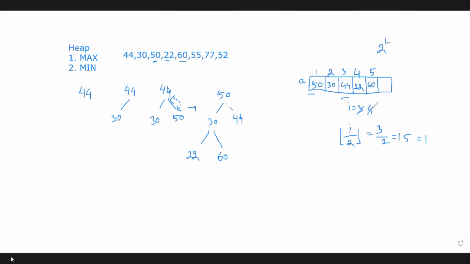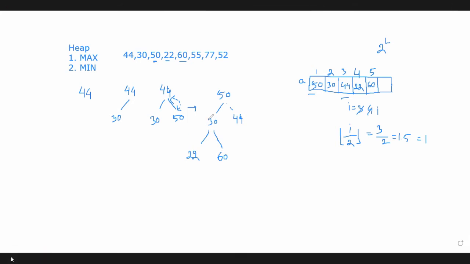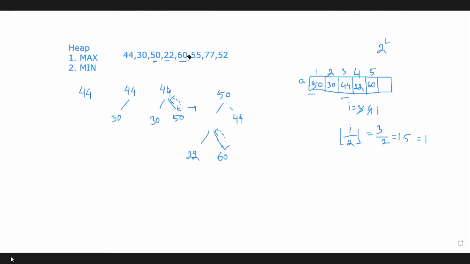Okay. So now look at the tree. Is it a max heap? No, ma'am. No, because 30, the parent node, is less than the right child. So now we can interchange these two nodes. 60 will take the place of 30. So now here we will assign the node 60. 30 will go down. So here we will insert 30.